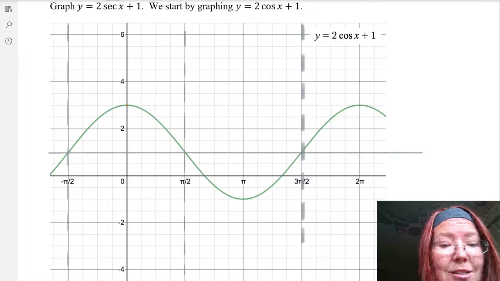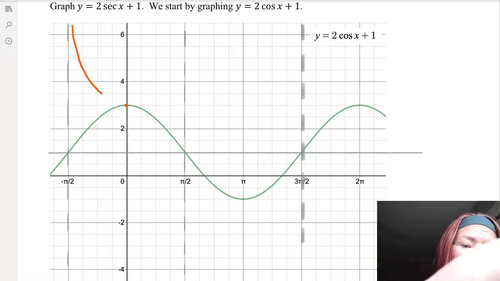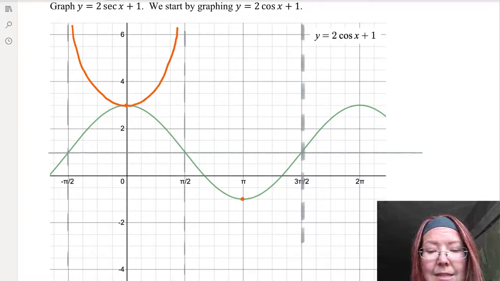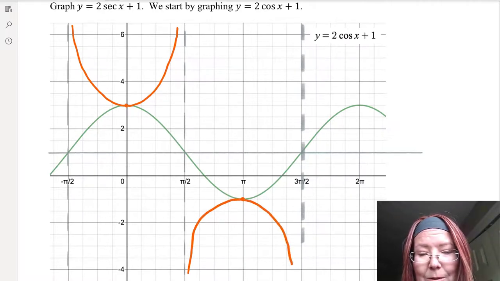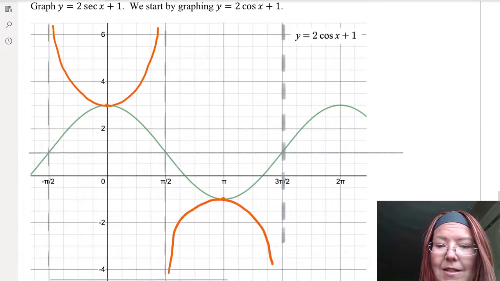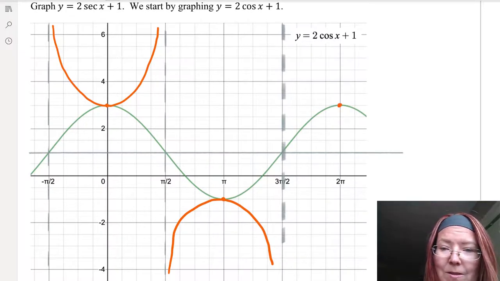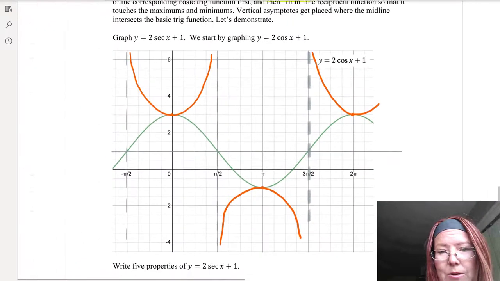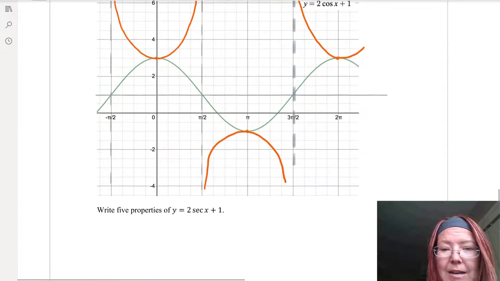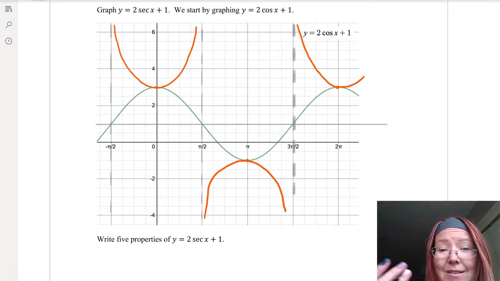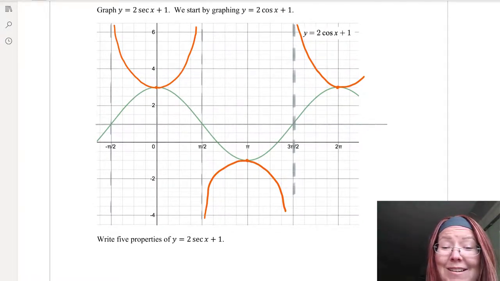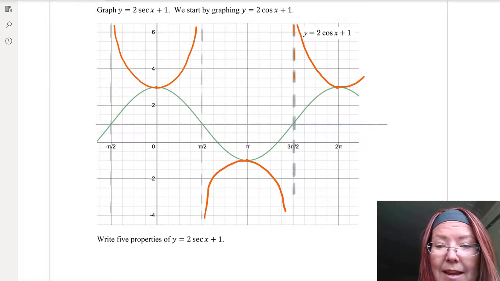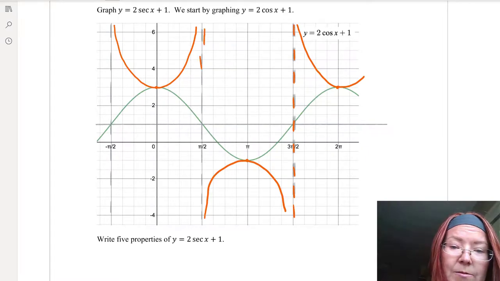Secant has to touch the top of cosine with a concave down curve, and secant has to touch the bottom of cosine with a concave up curve between pi over 2 and 3 pi over 2. Again, touching the top of the cosine curve between 3 pi over 2 and 5 pi over 2, and it would just continue to repeat. So if we wanted to write down now five properties of this graph we now have, which is y equals 2 secant x plus 1. Actually, I'll make my asymptotes in orange here just to make it a little clearer wherever the asymptotes are.